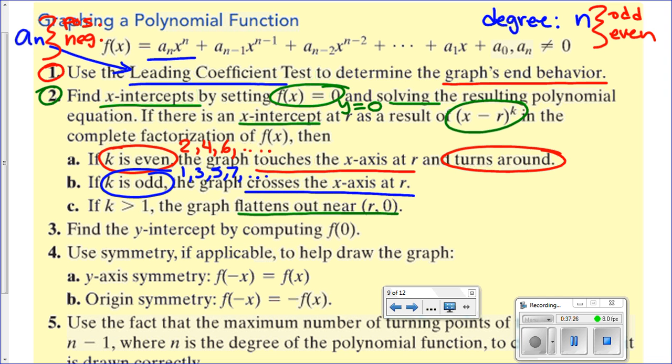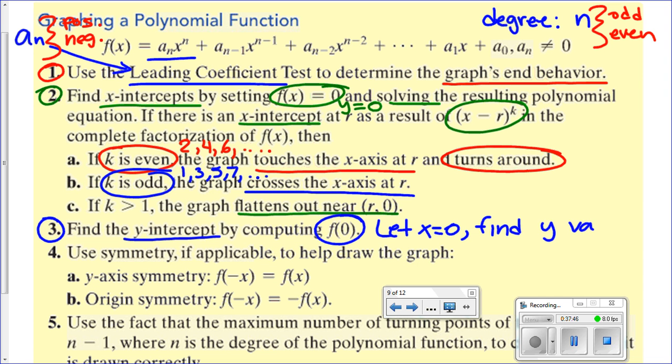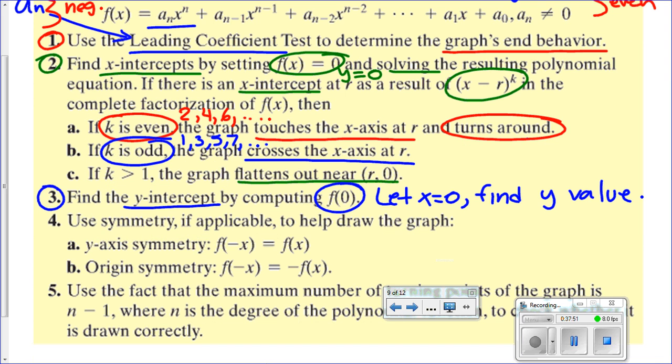Now, number 3, it says to use symmetry. I'm sorry, that will be number 4. But number 3 says find the y-intercept by computing f of 0. In other words, you let x equal 0, and then you find the y value. And we know at x equals 0 because if it is on the x-axis, it must be 0. X must be 0.